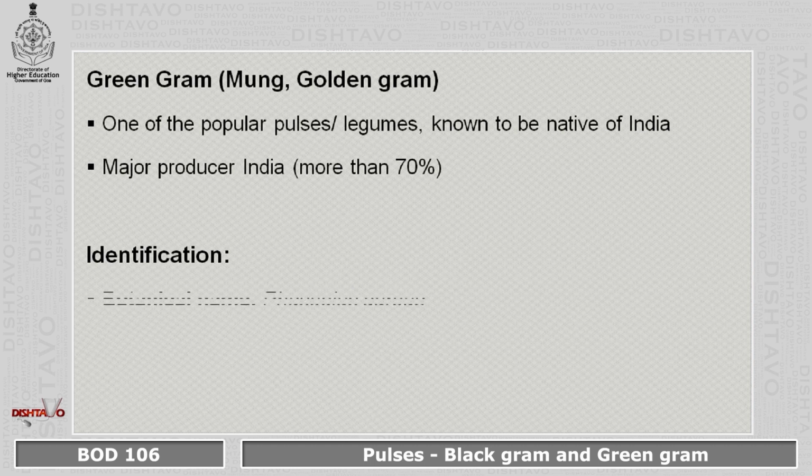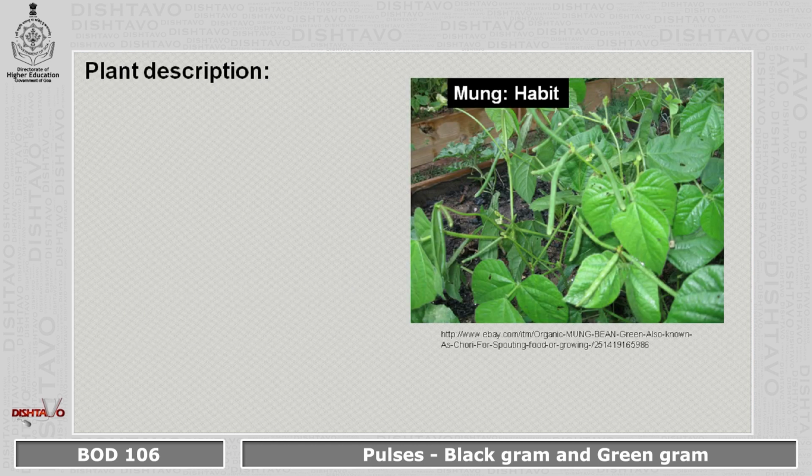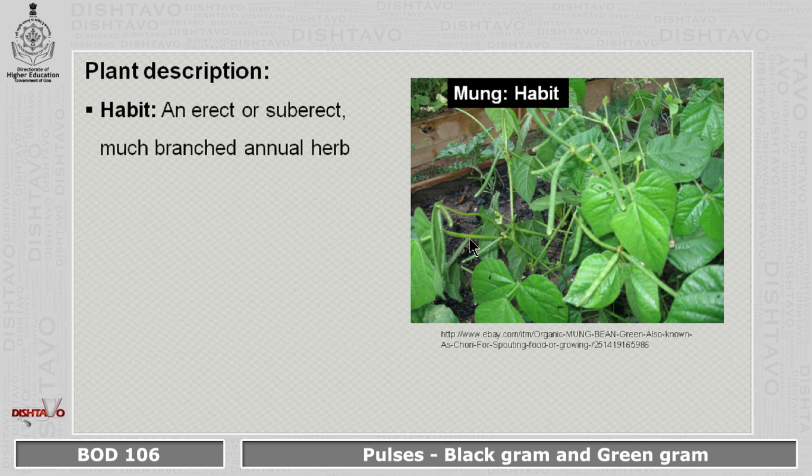Botanical name of the plant is Phaseolus aureus, belonging to family Fabaceae. About plant description, you can see how the plant appears. It is again a more or less sub-erect, annual herb, which may sometimes grow up to 2 meters long.